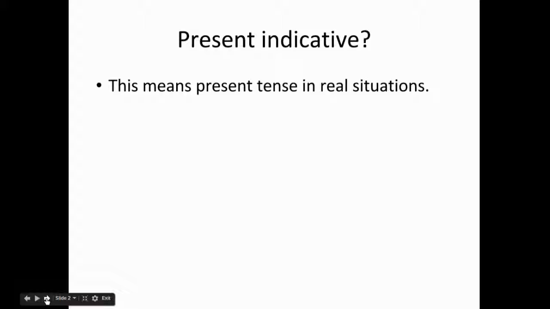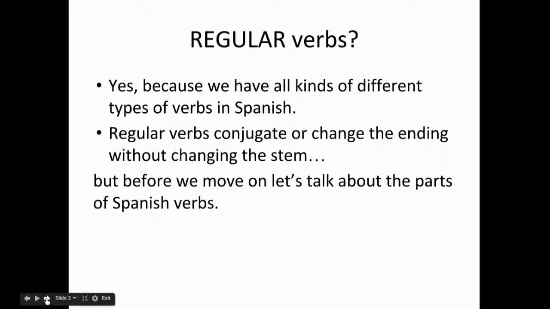Present indicative. A lot of times we'll say, oh, this is present indicative. All this means is that it's the present tense in real situations, because we have another tense that talks about unreal situations. Regular verbs, yes, because we have all kinds of different types of verbs in Spanish and they act differently. Regular verbs conjugate or change the ending without changing the stem.